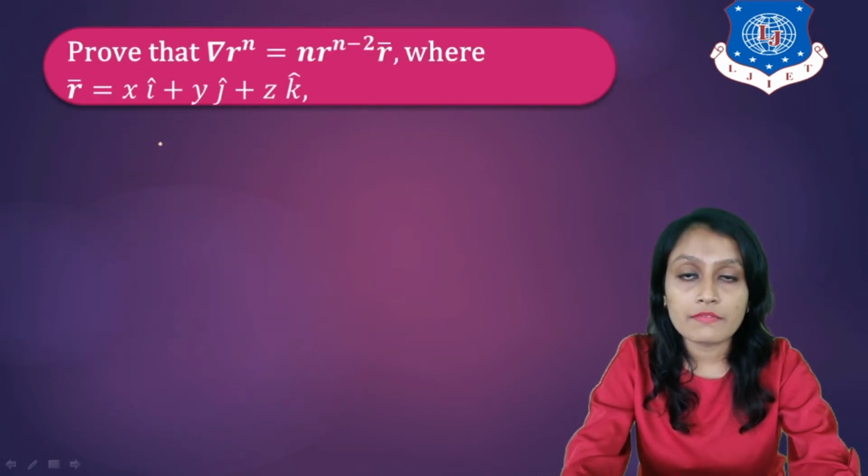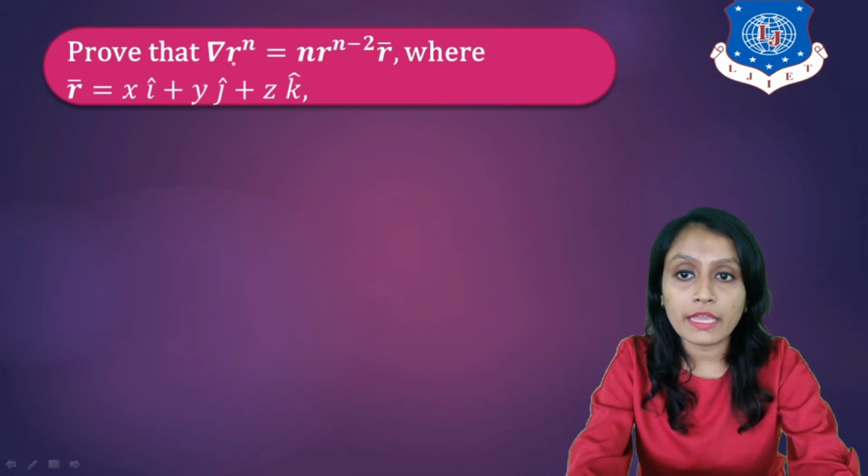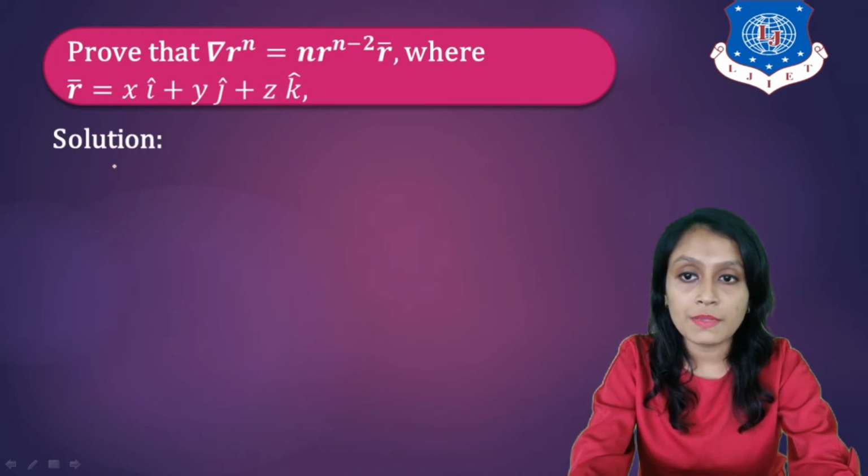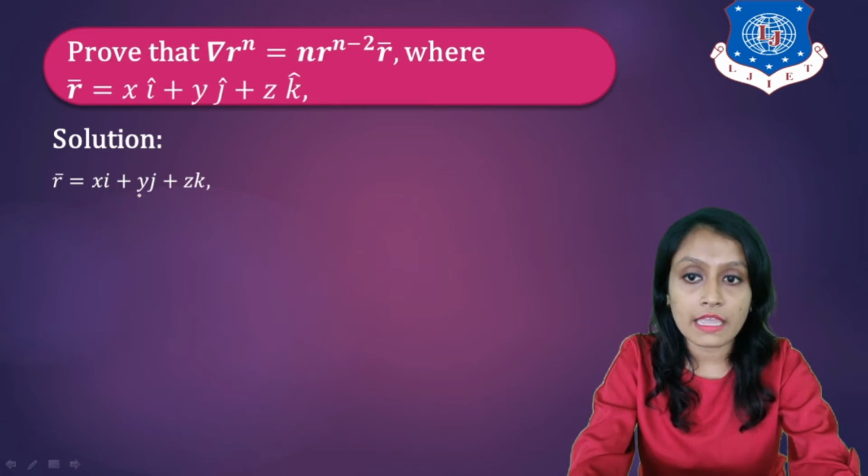Now let's see one more example. Prove that gradient of r raised to n is equal to n r raised to n minus 2 r bar, where r bar is equal to x i cap plus y j cap plus z k cap. So let's begin with the solution. Here r bar is given, that is x i cap plus y j cap plus z k cap.